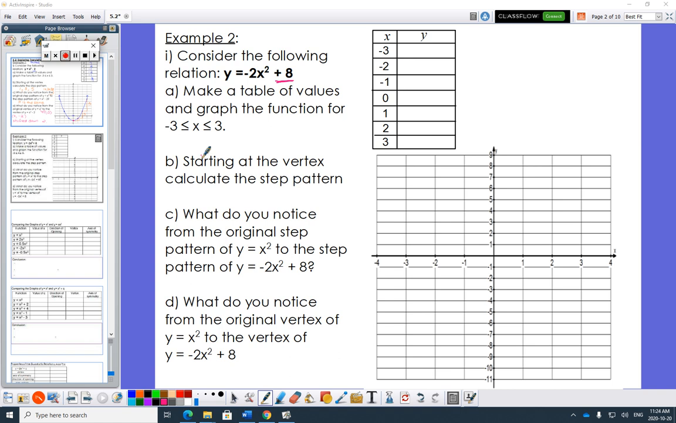Okay. So let's make a table of values. So we're going to do -3. And remember to do BEDMAS. We have to square that first. So that's 9. But if there is space here, if you prefer to write it out.